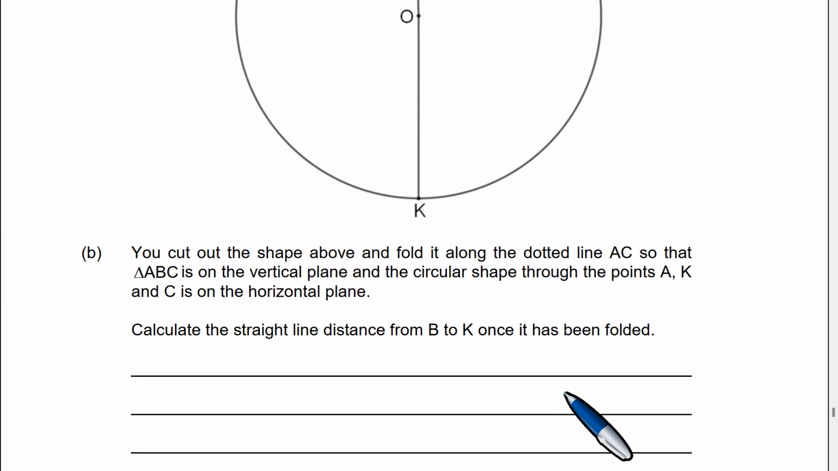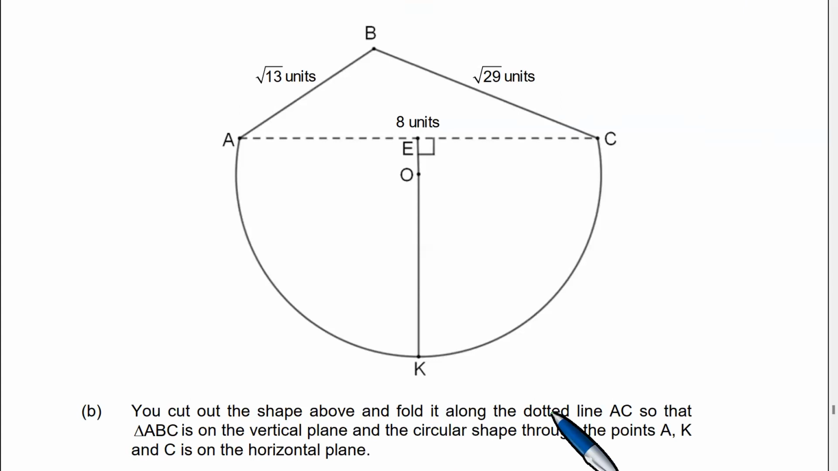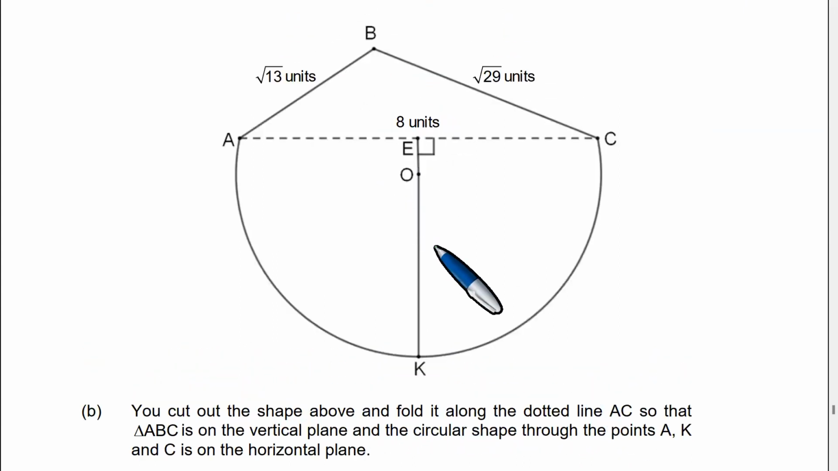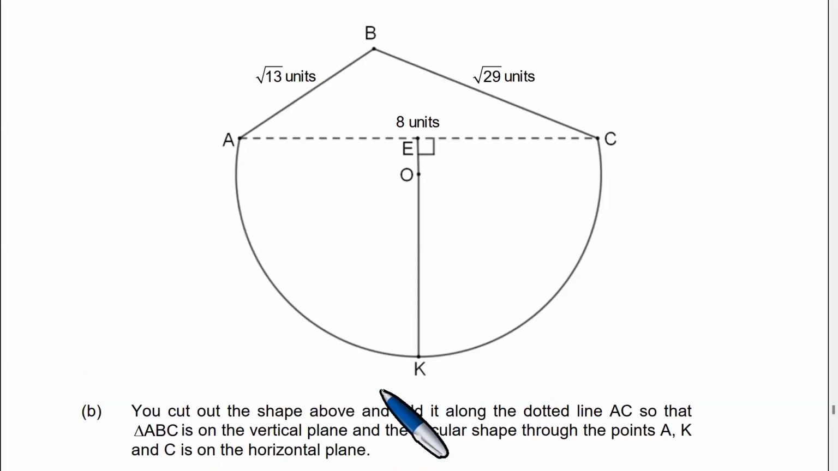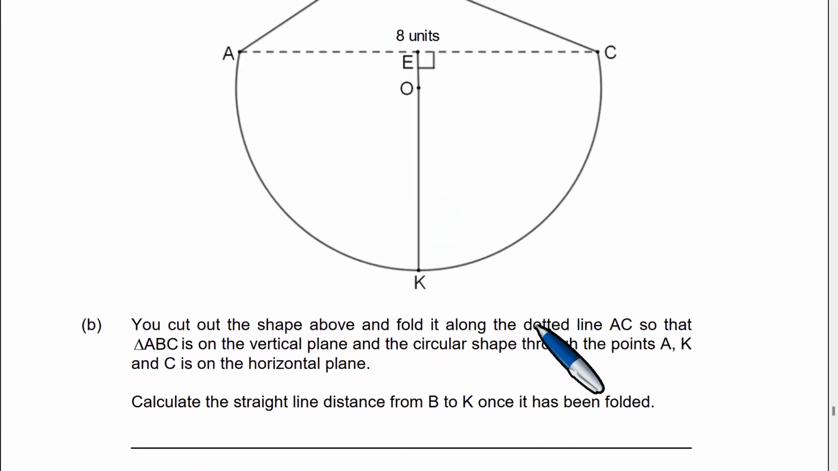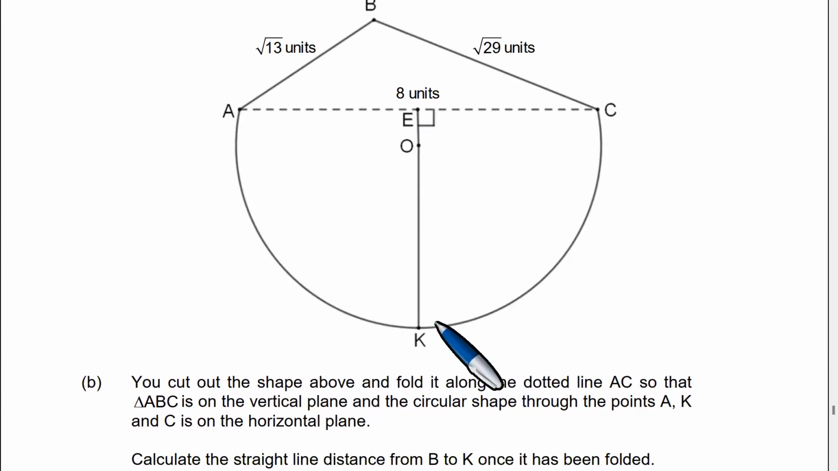Right, so let's look at this particular question. Obviously you cut the shape above and fold it along the dotted line, so that triangle ABC is on a vertical plane and the circular shape on the horizontal plane. So you fold it here so that this triangle is up, and these, the ACK, are on the horizontal plane. And then the question is, you need to find the distance from B to K.